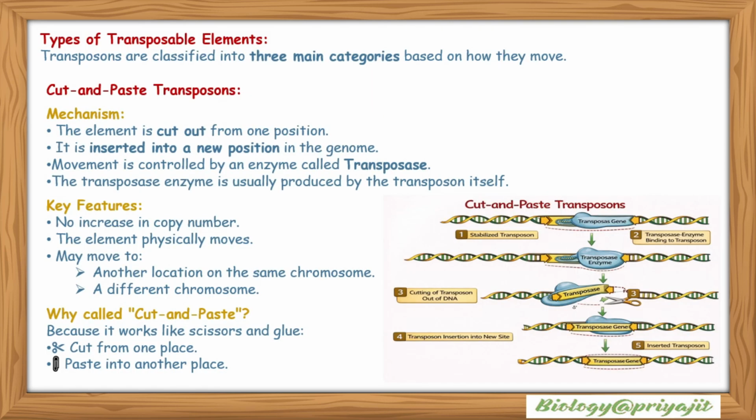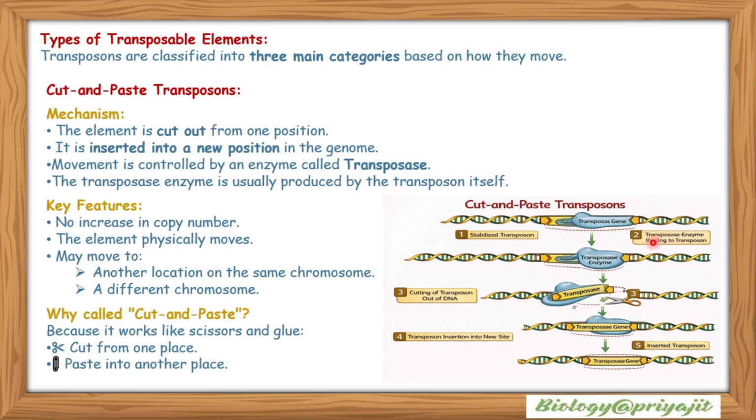So what are the types of transposable elements? Transposable elements are classified into three main categories based on how they move. The first one is the cut and paste transposons. The mechanism is that the element is cut out from one position and inserted into a new position in the genome. Movement is controlled by an enzyme called transposase. The transposase enzyme is usually produced by the transposon itself.